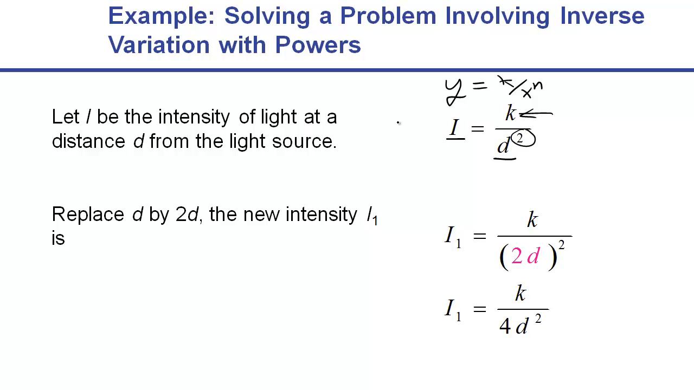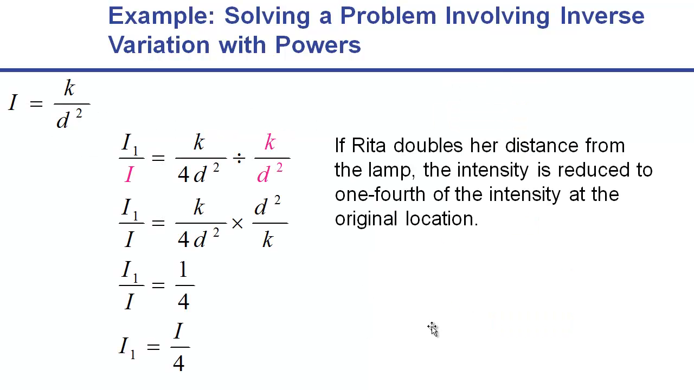So if we start with this original function here in yellow, and then we double her distance, well then all of a sudden the distance is just 2d, which when you square becomes 4d squared. So your original equation was k over d squared, and it now became k over 4d squared. So what's happened to the new intensity? Well, if you can't see what that is, then you need to solve it algebraically.